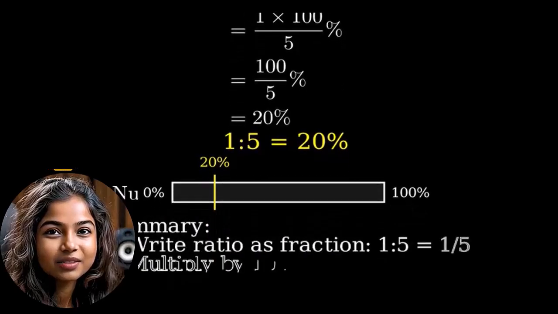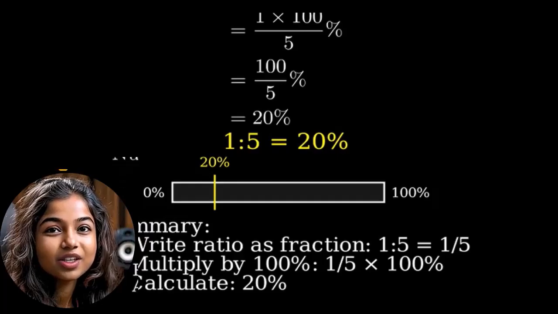To summarize, we converted the ratio 1 to 5 to a percentage by first writing it as a fraction, 1 over 5, then multiplying by 100%, and finally calculating 20% as our answer.